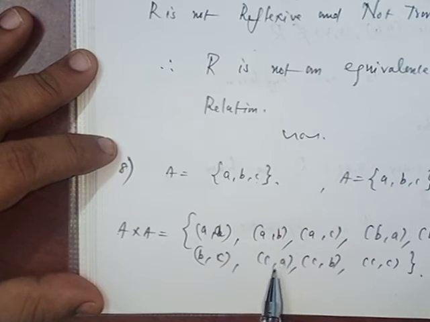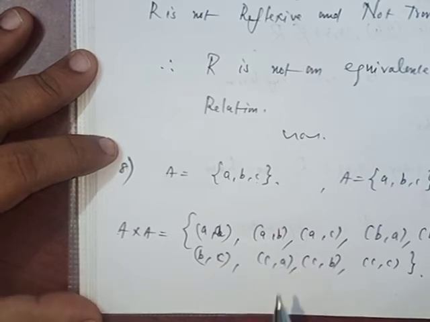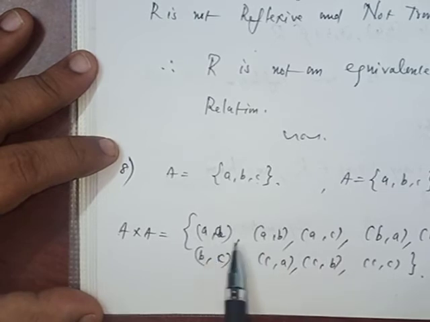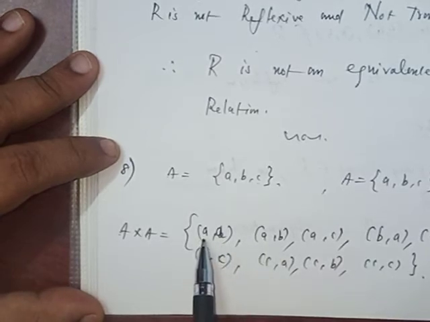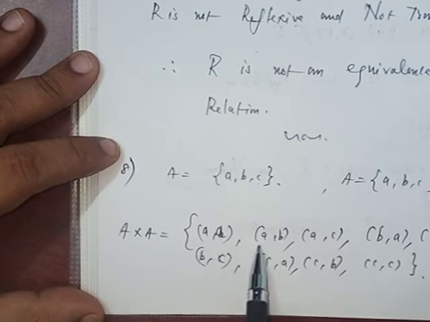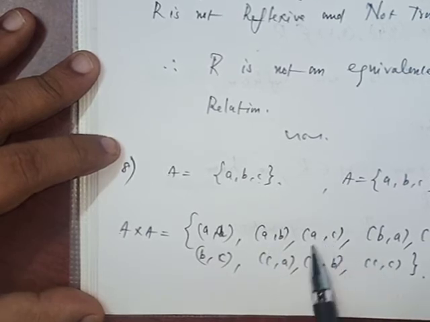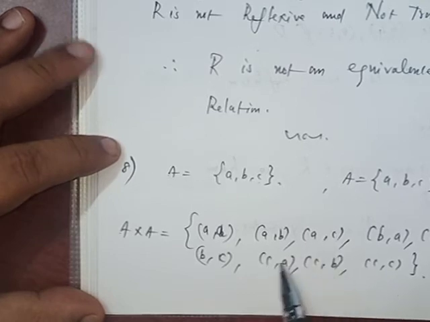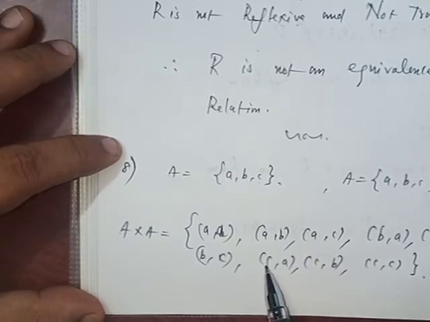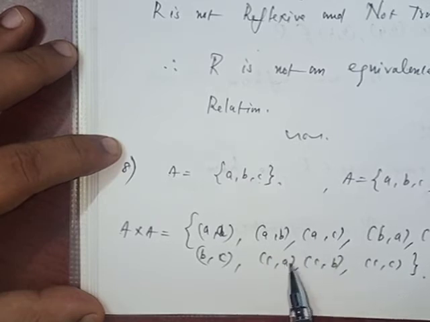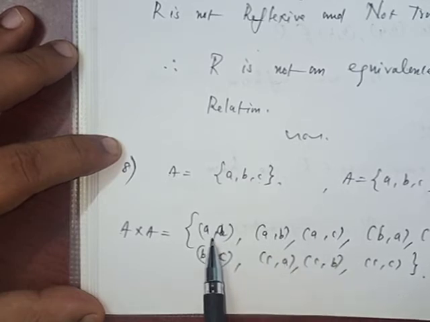Now we can go for transitive. I take these two pairs, (A, A) and (A, B). Why am I taking these two pairs? Because here it ends with A, here it starts with A, continuity is there. The resultant one is (A, B), here it is. I take one more pair, (A, C) and (C, A), because here it ends with C, here it starts with C. So continuity is there. What is the resultant? (A, A), that is also there, right?